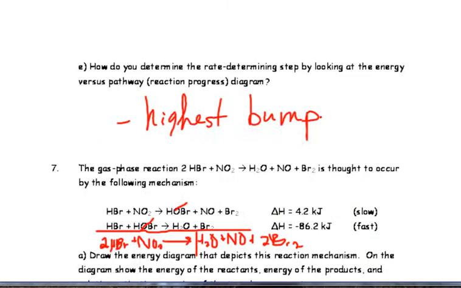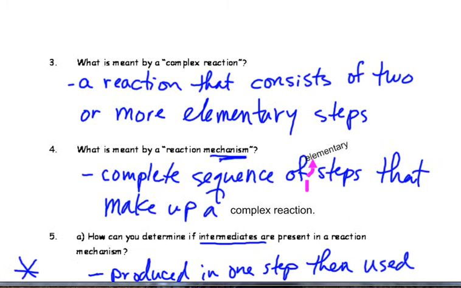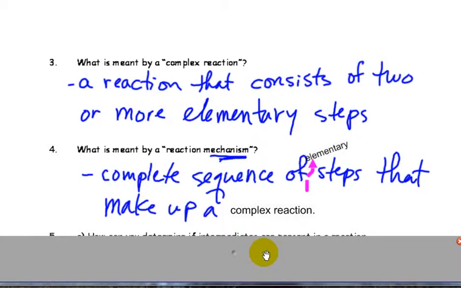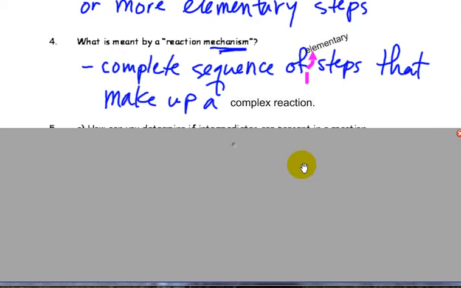Okay, question 3, I think I have my booklet out of order, so I'll have to find it. There it is. What is meant by a complex reaction? A reaction that consists of 2 or more of those little elementary steps in which no more than 2 reactants are colliding. Reaction mechanism is the complete sequence of elementary steps that make up a complex reaction. So when you have all of those elementary steps combined together, that is a reaction mechanism.